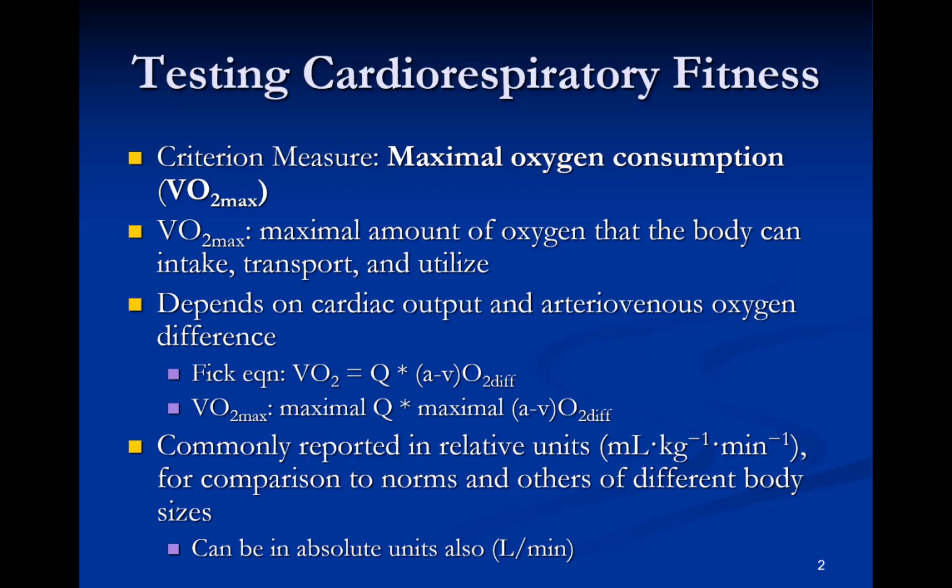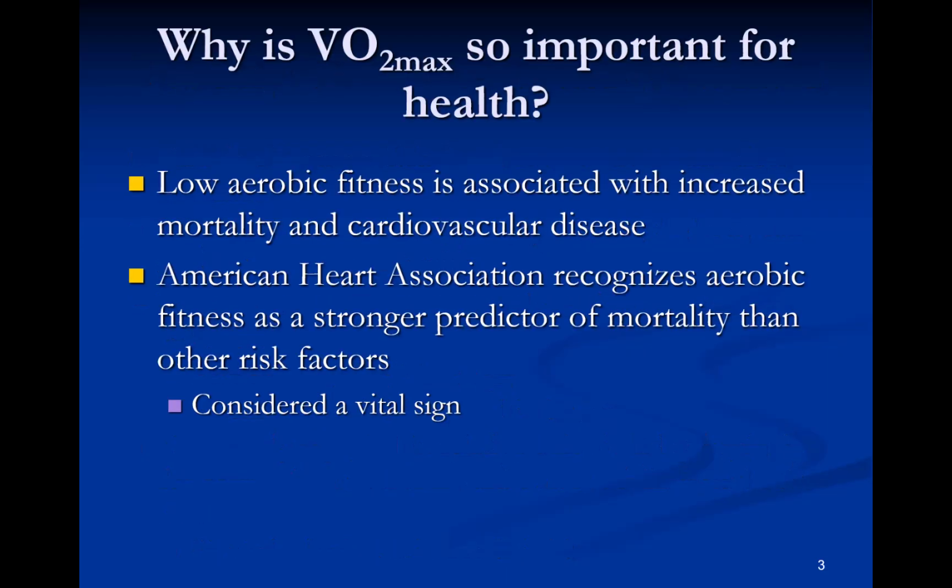difference. So we commonly report VO2 max in relative units of milliliters per kilogram per minute, which takes into account body weight, and that allows us to compare VO2 maxes of people with different body weights, and also allows us to compare a VO2 max to established norms. You can also report VO2 in absolute units, which do not take body weight into account, but that is done a little less frequently, and the units there would be liters per minute.